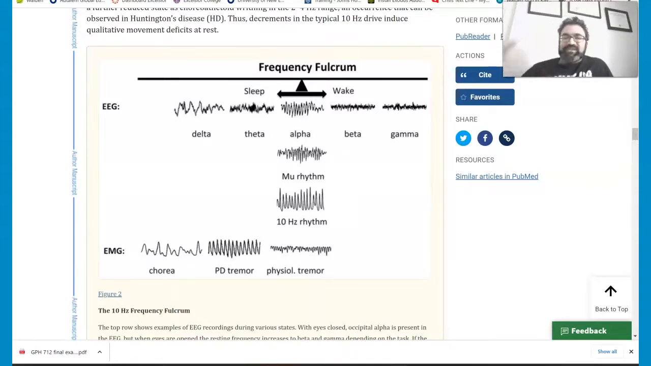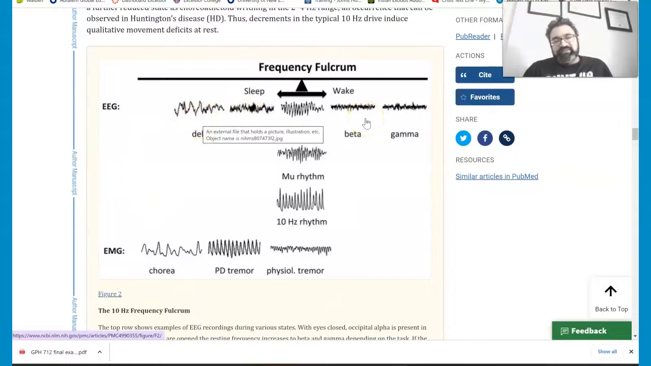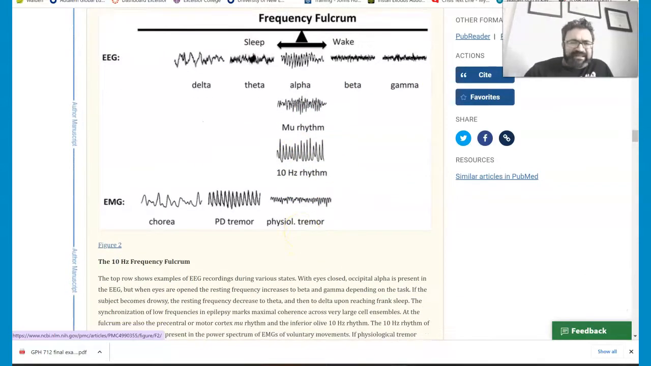Basically, there's photic stimulation, lights that are provided, and in sleep you see theta and delta, and that's how the waves look. And then the electrical waves in the wake cycle, you look at beta and gamma. This is what it should look like. And this is the mu rhythm, and then this is the 10 hertz rhythm, which is actually different than the mu rhythm, the beta rhythm, and the gamma rhythm. And so this is why it's called the transitional state.